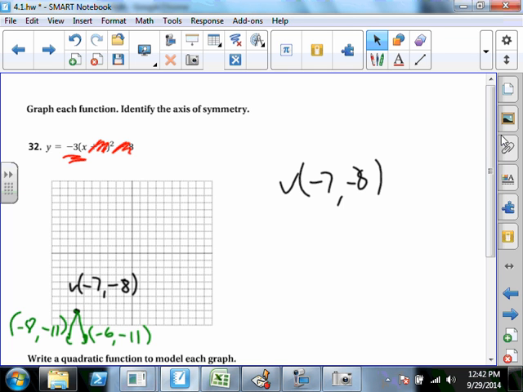Are there any questions about that one? Comments? Are we done with that one? It says graph it and identify the axis of symmetry. So we're not done. The axis of symmetry is the equation of a vertical line. -7 is a part of that equation. And vertical lines in their equation will have what equals? X equals -7.